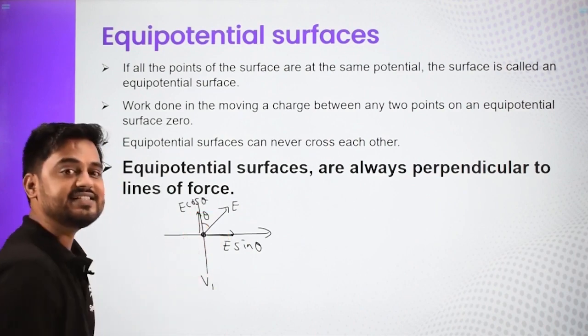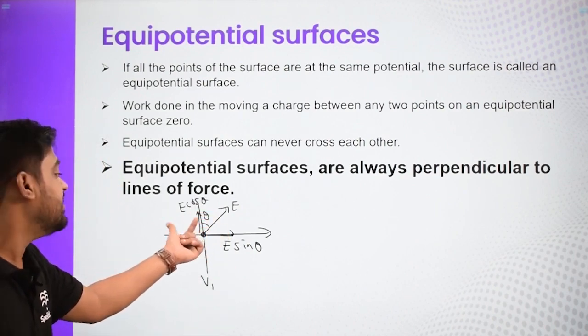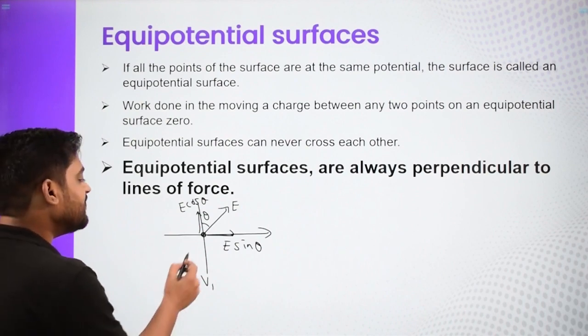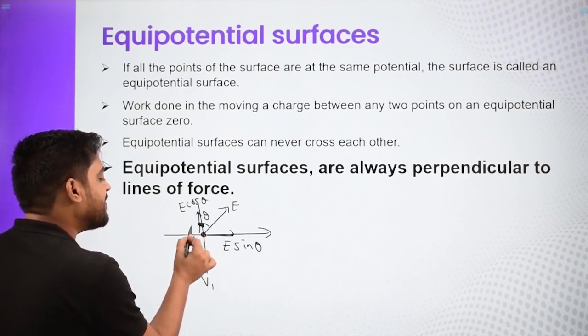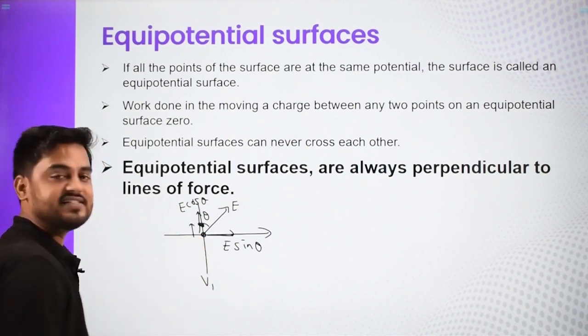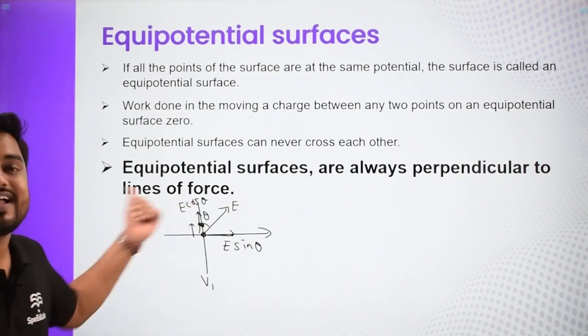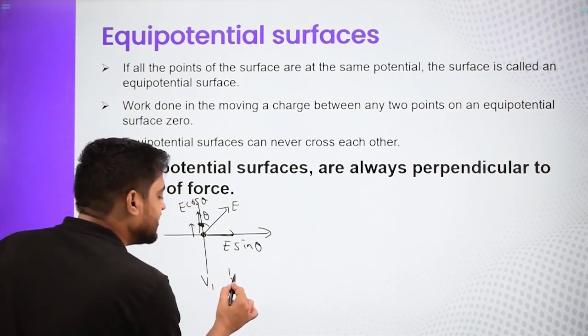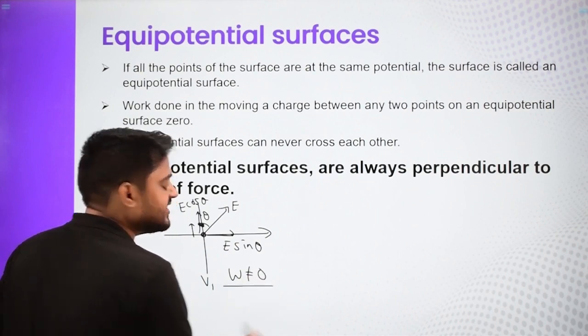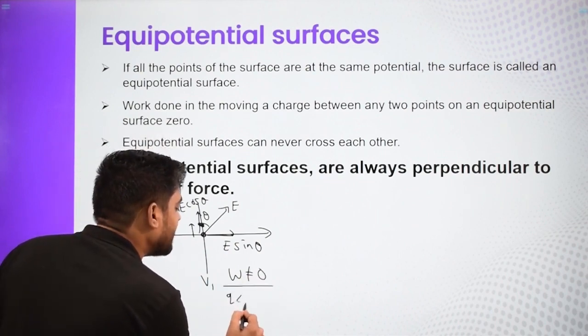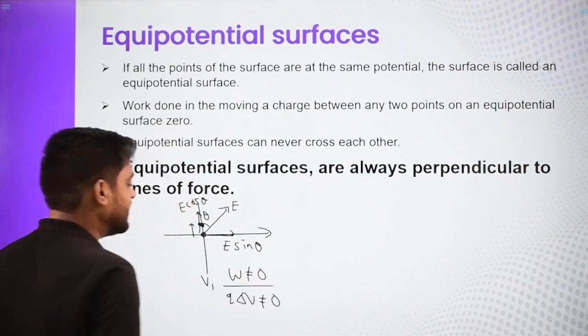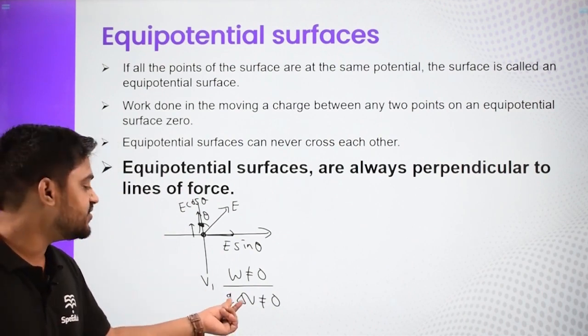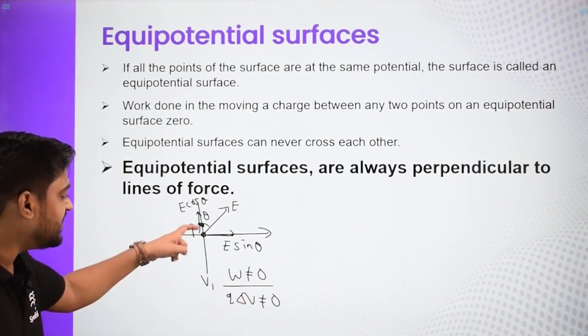If this theta is non-90, then this component will be there. And if I move a point charge from here to here by a distance dx, then I am doing work against that electric field. So my work done will not be equal to 0. And if that is not 0, Q delta V will not be equal to 0. Since the charge Q can't be 0, there will be a potential difference between these 2 points.